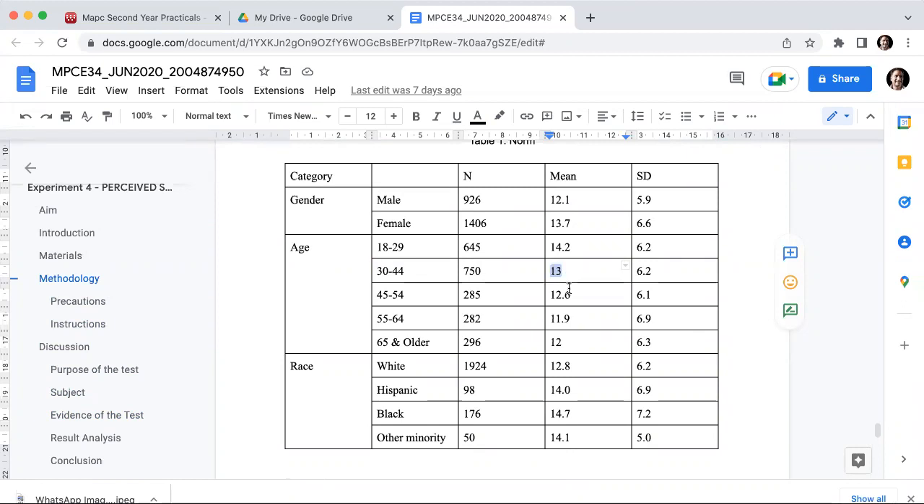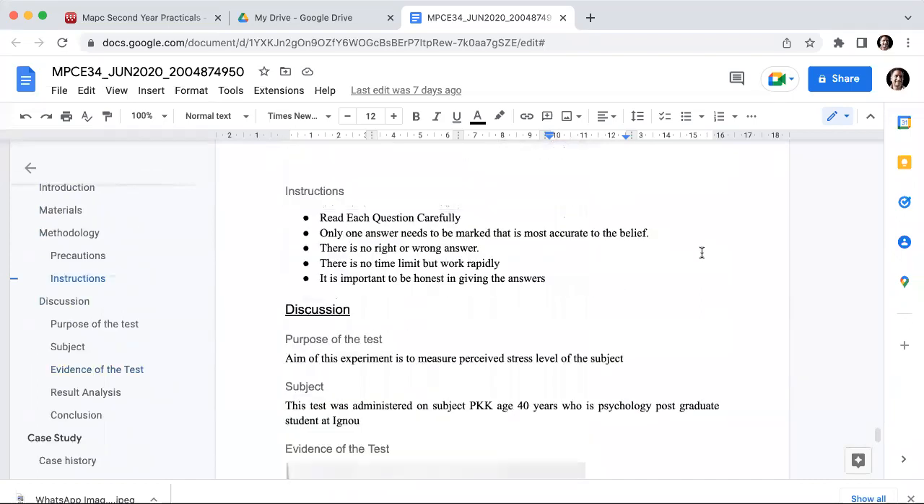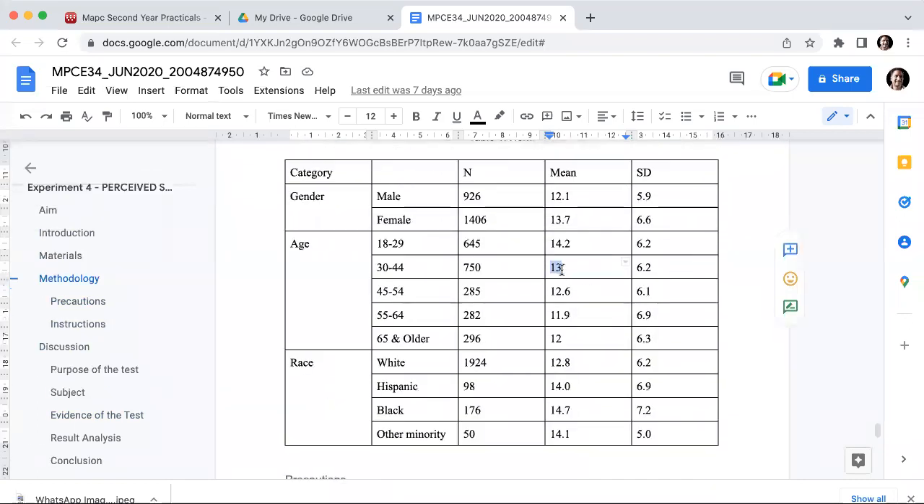Okay. So here the score I got is 15. Depending on my age group, the score needs to be 13. So what it means is my stress level is high. So I can actually do the comparison here with the gender as well.